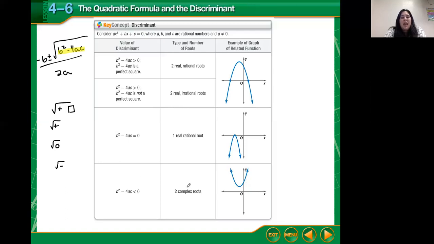This is just really good information to have if you're trying to check certain information, or if they're just asking you, what kind of roots do you have? If they're just asking the type of roots, you don't actually have to go through solving everything. You just have to say, well, there's 2 real roots, and it's rational or irrational, or there's only 1 root, or there's no real roots, is what we'll be looking at.